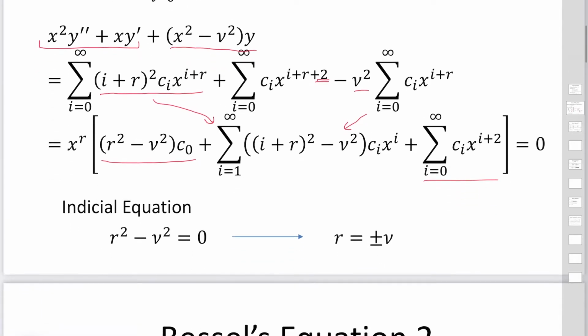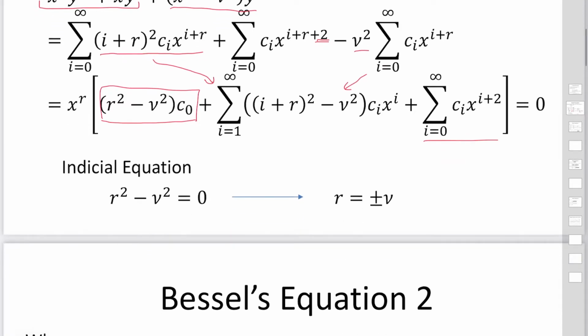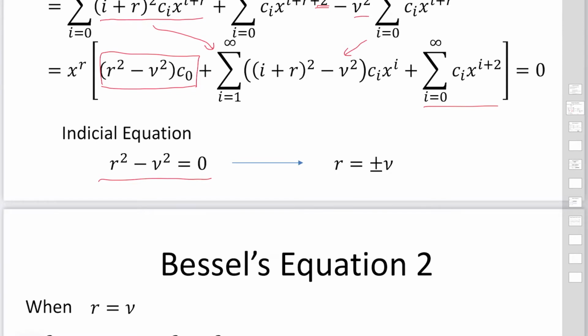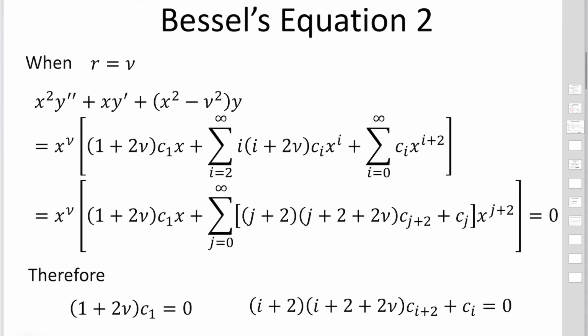Then from this equation, you can create the indicial equation by looking at the coefficient of c sub 0. This equation has to be satisfied for any value of x. Then r squared minus nu squared has to be 0. So from this equation, we could find the exponent r is plus or minus nu. So when r equals nu, we can express Bessel's equation.